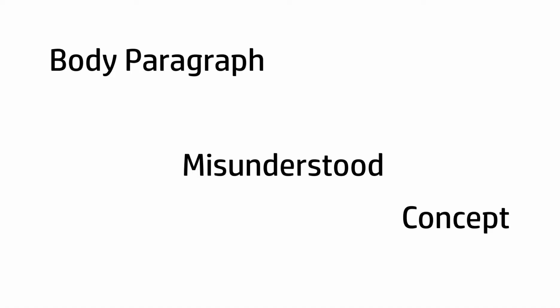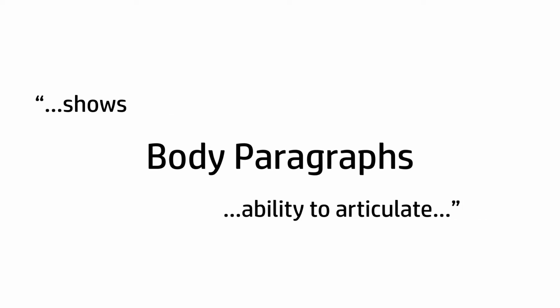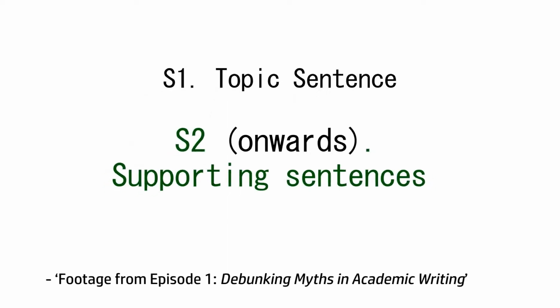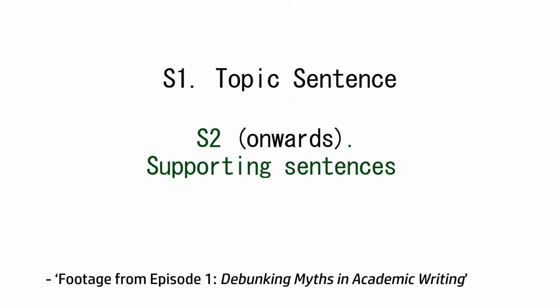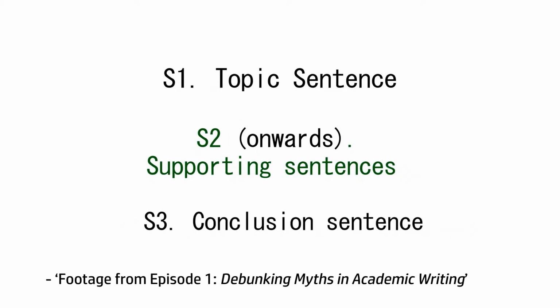The body paragraph is the most misunderstood concept in academic writing. It is the body paragraphs that show your research and your ability to articulate an argument. Many books draw toward the conventional three-element structure of the body paragraph, which consists of a topic sentence, supporting sentences, and a concluding line. However, this concept is too broad to be used for articulation.